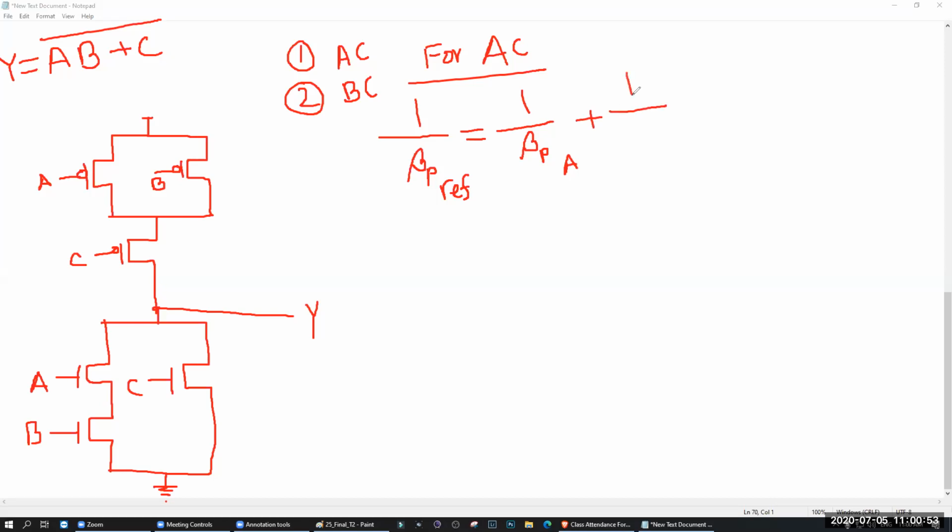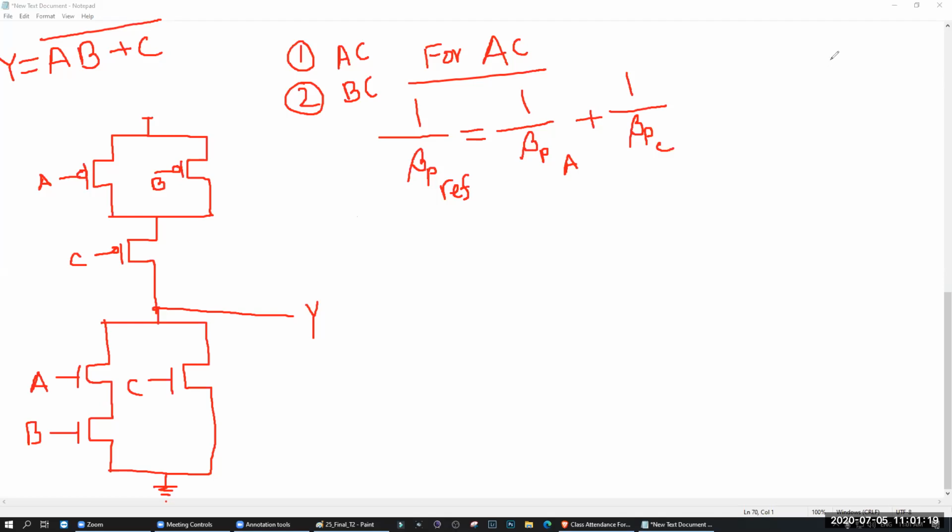plus beta P C. Okay, 1 divided by beta P reference, that is the NOT gate, equals 1 divided by beta P A for this one, plus 1 divided by beta P C for this one. If you have 3, 4, 5, 6 MOSFETs, you will just add those. Understood?